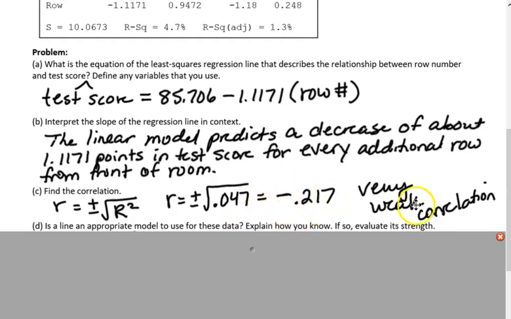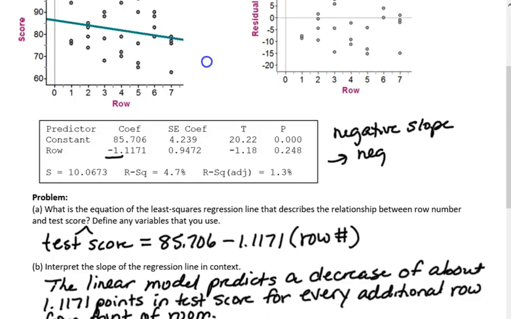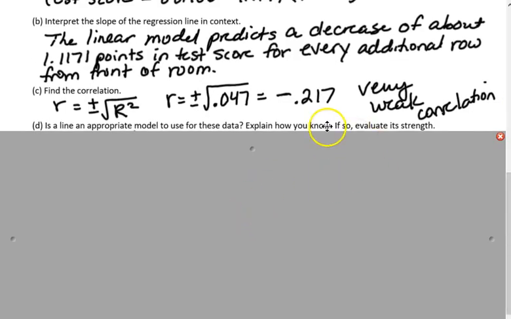Now I picked negative. Why do I pick negative? Because this is a downward trend. We see that R would be a negative correlation. If I didn't see the graph, I would know that it was negative because of the negative slope. So if we have negative slope, which we see right here, we would have negative correlation. That is something students forget about sometimes when they're finding R from R squared. So make sure you think about whether it's positive or negative.